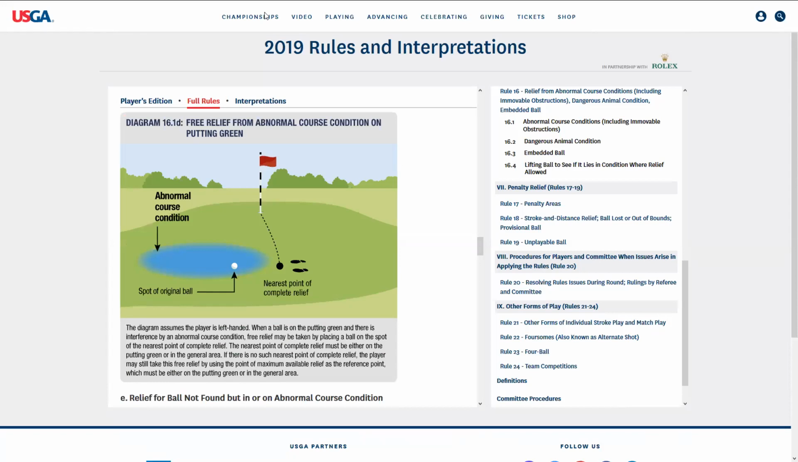Since the person is left-handed, in order to have their feet out of the temporary water, they would have to be further away, and the ball would then be further away. And in theory, it could be off the putting green. And if the nearest point of complete relief is off the putting green, that's permissible under this rule. Do you drop it or do you place it? You place it, because the key is where the ball was when you started the process. And the player will then place the ball on the nearest point of complete relief, which is either on the putting green or in the general area.